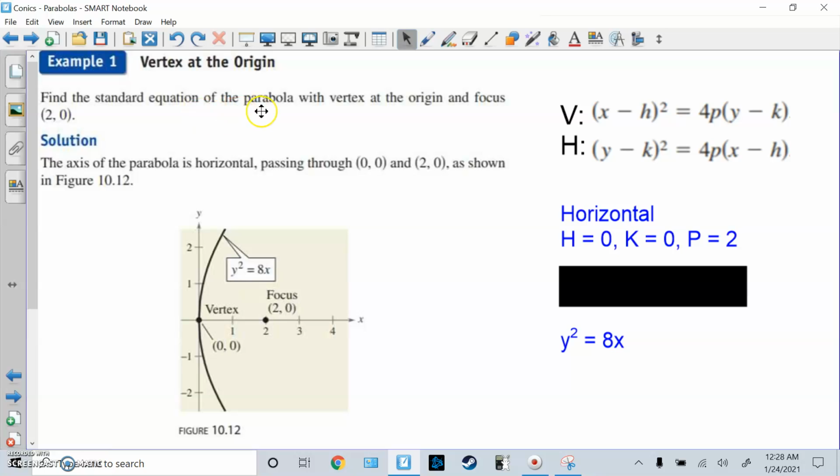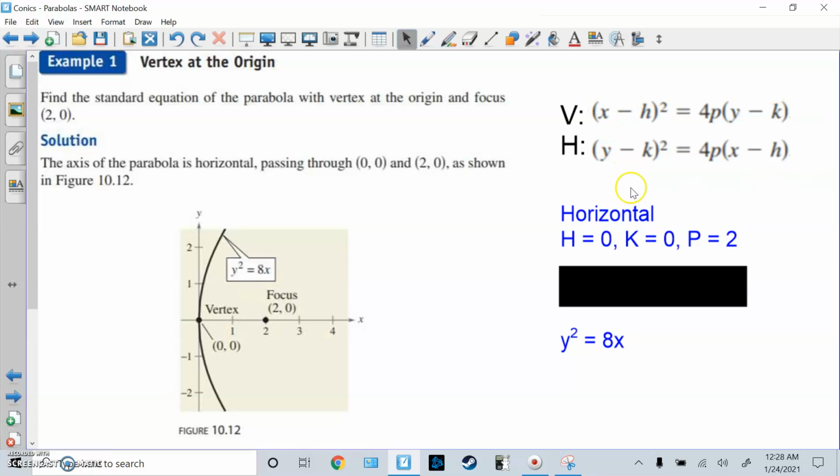So let's now try using it. Find the standard form equation of a parabola with the vertex at the origin and the focus at 2, 0. So here we have a dot at 0, 0, the vertex, and the focus is 2, 0. Remember, it's going towards the focus. This parabola is going to the right, so the axis of the parabola is horizontal.